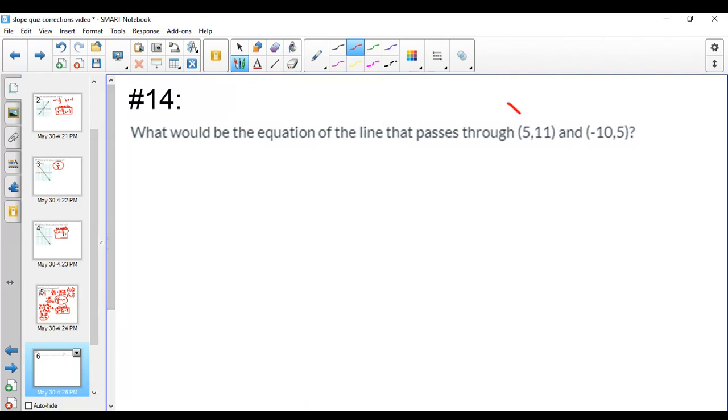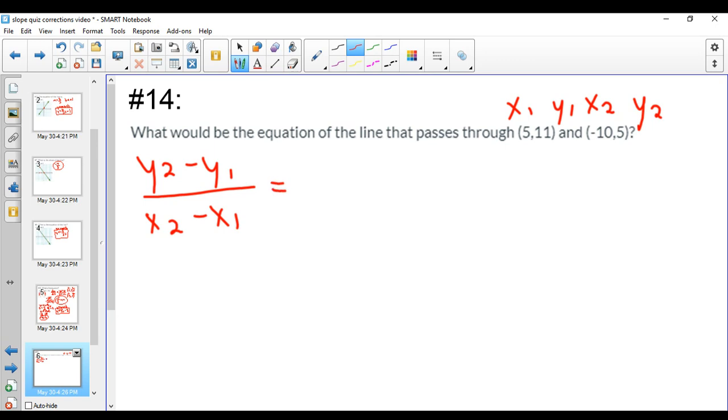So let's come in and label these. The 5 would be the x1, the 11 would be the y1, the -10 would be the x2, the 5 would be the y2. So we always do y2 minus y1 over x2 minus x1 to find the slope. So that's going to be 5 minus 11 in the numerator. And then for the denominator, it's going to be -10 minus 5. Okay, 5 minus 11 is going to give us -6.